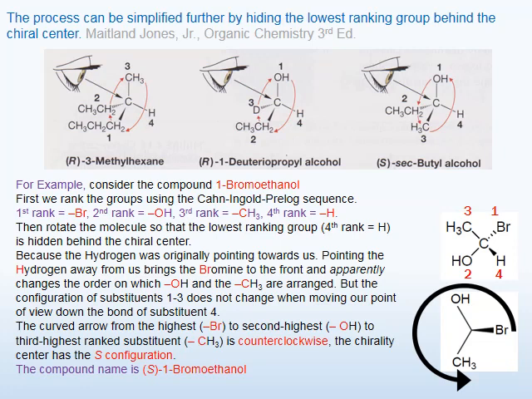Then we rotate the molecule so that the lowest ranking group is hidden behind the chiral center. Because the hydrogen was originally pointing towards the viewer, pointing the hydrogen away from the viewer brings the bromine to the front and apparently changes the order in which hydroxy and methyl groups are arranged. But the configuration of substituents 1, 2, and 3 does not change when moving our point of view down the bond of substituent 4. The curved arrow from the highest to second highest to third highest rank substituent is counterclockwise. The chiral center has the S configuration. The compound name is S-1-bromoethanol.